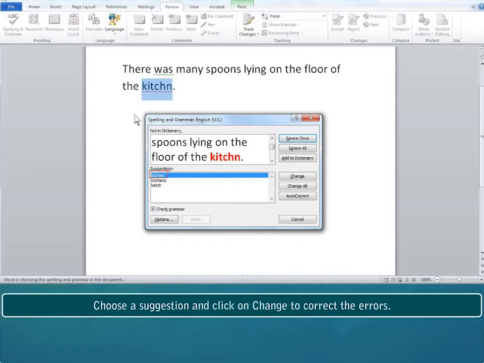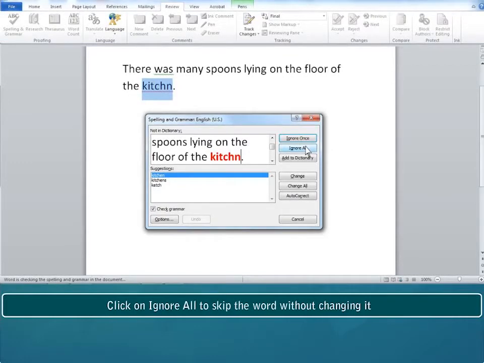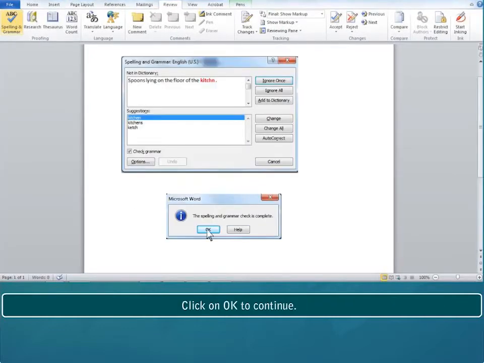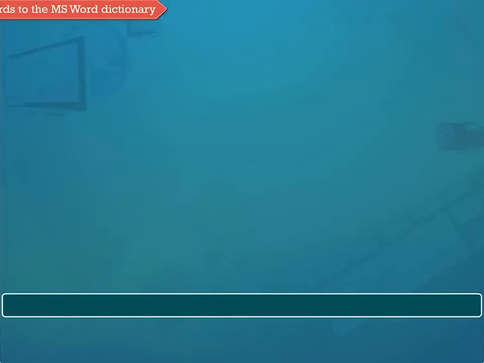Choose a suggestion and click on Change to correct the errors. Click on Ignore Once to skip the word without changing it. Click on Ignore All to skip the word without changing it, and also to skip all other instances of this word in the document. When all errors have been considered, MS Word will display a dialog box as shown to inform that the spelling and grammar check has been completed. Click on OK to continue.